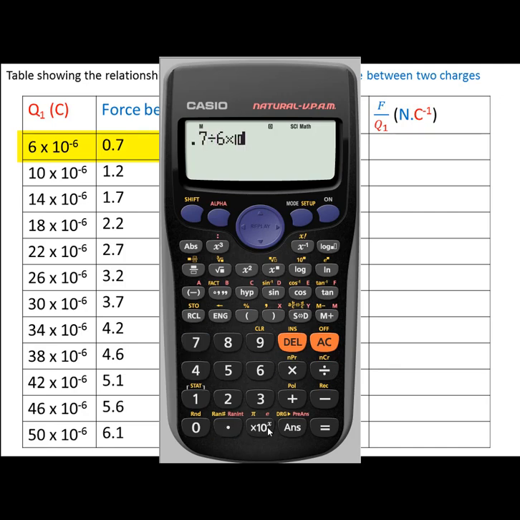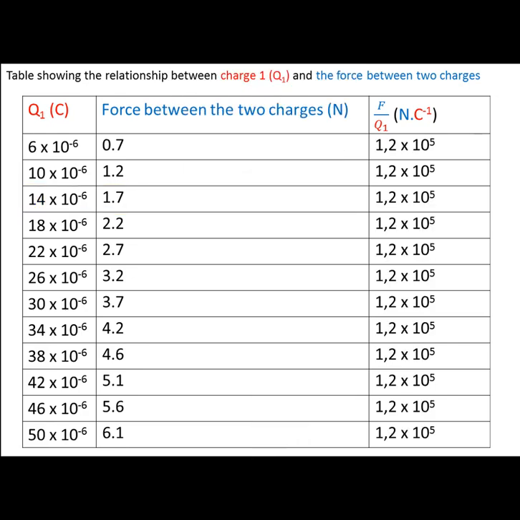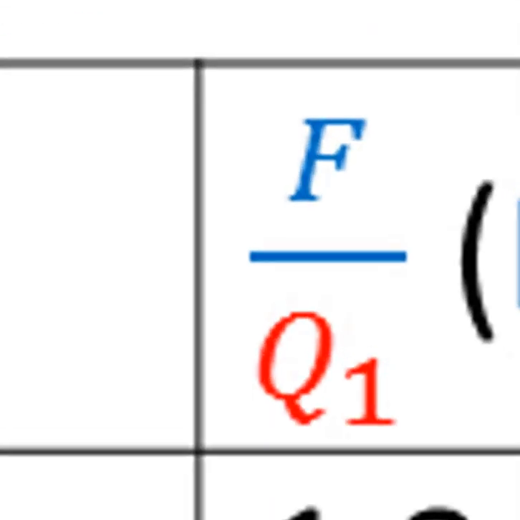0,7 divided by 6 times 10 to the power minus 6. 1,2 divided by 10 times 10 to the power minus 6, and so on. Make sure you know how to use your calculator correctly. Just to be sure that you do, let me do the third one slowly with you. 1,7 divided by 14 times 10 to the power minus 6 equals. You do the same kind of process for all of these numbers. Pause the movie until you've done this. And we find that indeed we do get a constant value when we divide force by Q1.